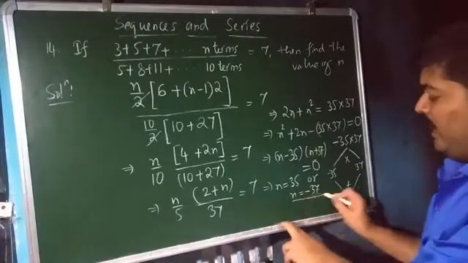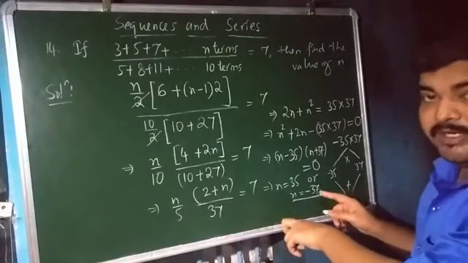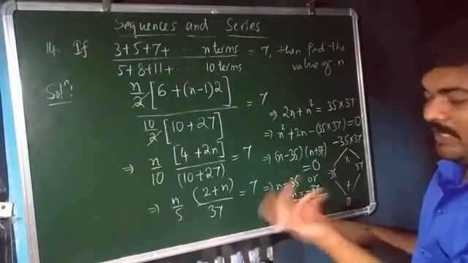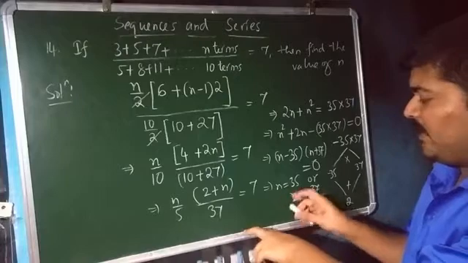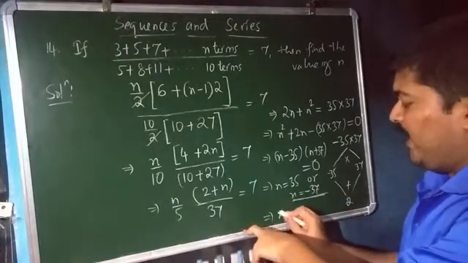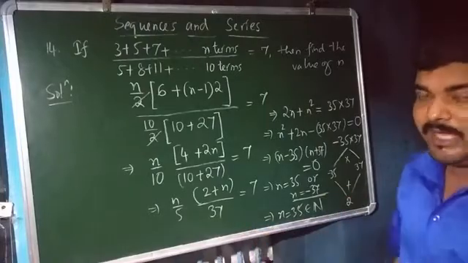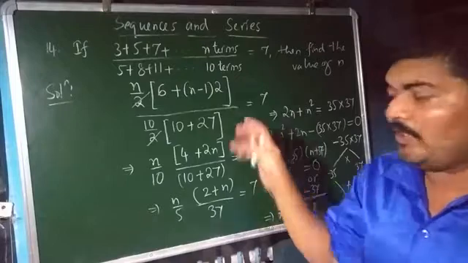So the value of n equal to minus 37 is not at all possible because it is not a natural number. It is an integer, isn't it? The same kind of explanation I gave for the previous problem in the previous class. Therefore, the required value of n must be equal to 35, which belongs to the set of natural numbers. I hope all of you understood the solution of this particular problem also.